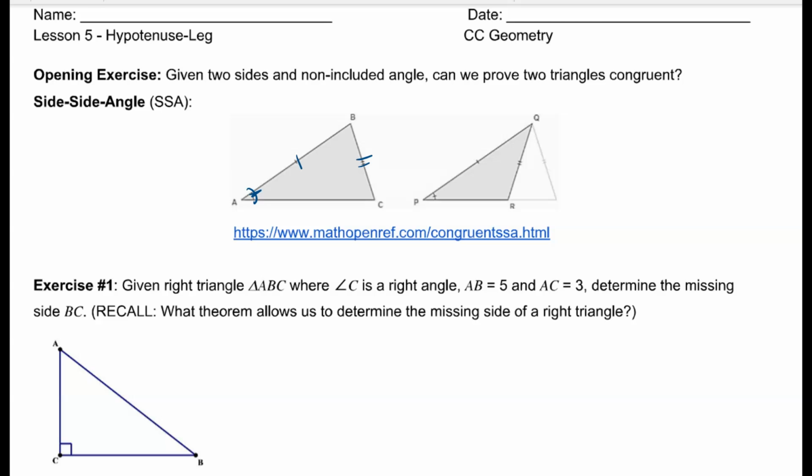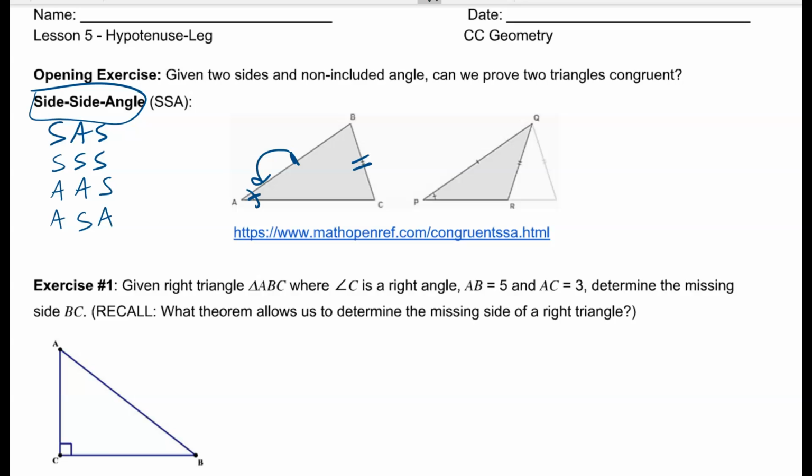In this video, we're going to talk about the last way to prove two triangles are congruent. So we already know about side angle side. We could have three sides congruent to prove triangles congruent. We could have two angles and a side at the end, or two angles and the side in the middle. The question is, what about if I've got two sides and then the angle adjacent to that second side?